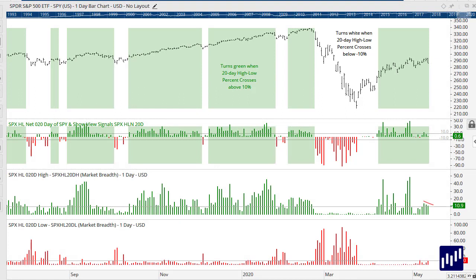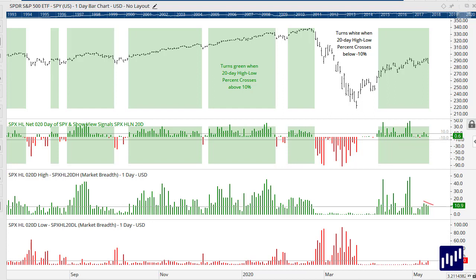So I use the 52-week high-low percent indicator for my index breadth model. That is the percentage of 52-week highs less the percentage of 52-week lows. If it goes above 10%, that's bullish. If it goes below minus 10%, that's bearish.